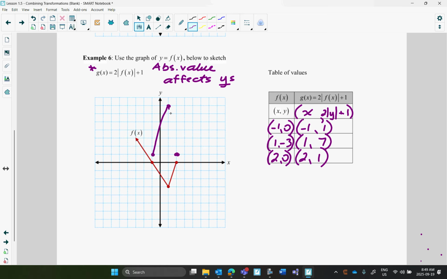And, well, you know what? You got a little bit of a problem. Because what's happening over here? Maybe I should do an extra point. So let's do -3, 3. So if you're unsure what's happening, do an extra point. So this is going to become -3. 2 times 3 is 6, plus 1 is 7. So that's -3, 7.